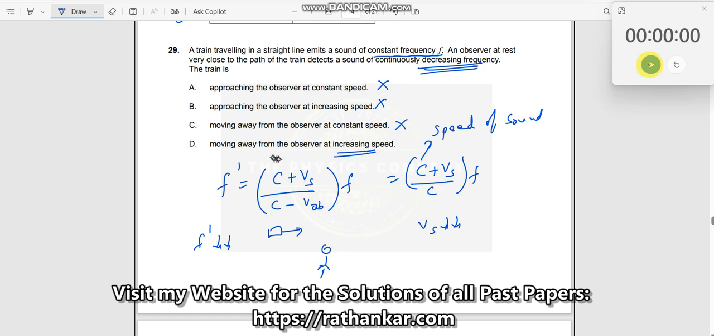When you say moving away from the observer at increasing speed, which means what? You are moving away, so Vs will become negative over there, right? Vs becomes negative, so you have C minus Vs, which now starts reducing. When this starts reducing, this multiplied by the frequency will also become lesser and lesser as a result of it. D is the right option.